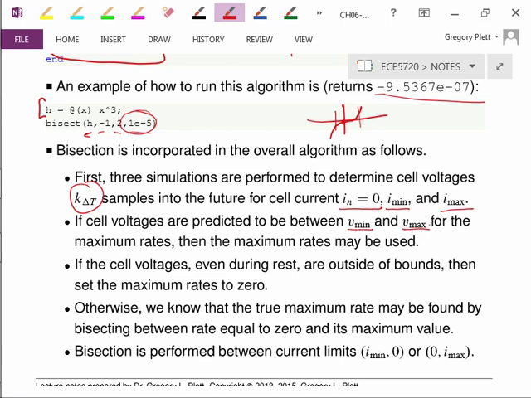Otherwise, if I use Imax or Imin, the voltages are outside of bounds, but I use I equal to 0 and they're inside of bounds, I've got some bisection limits. I can bisect between Imin and 0 for charging and between 0 and Imax for discharging in order to figure out what current is available from this battery cell for the next k delta t samples.